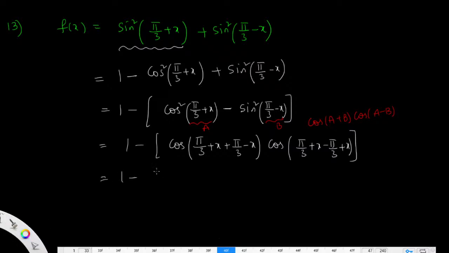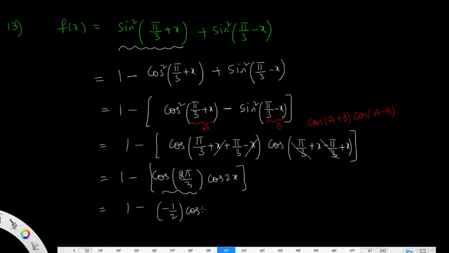Then it goes to 1 minus cos of, the x terms cancel in the sum, that is cos of 2 pi by 3, and in the difference pi by 3 gets cancelled, so cos 2x. Now cos of 2 pi by 3, that is cos 120, is nothing but minus 1 by 2. So it is minus 1 by 2 into cos 2x, then it goes to 1 plus 1 by 2 into cos 2x.